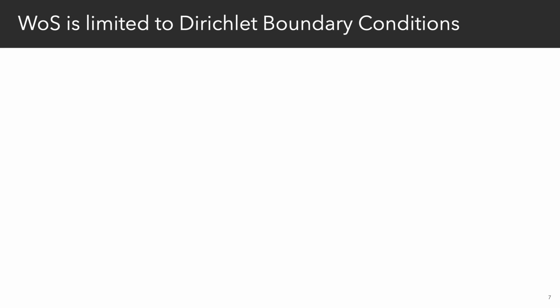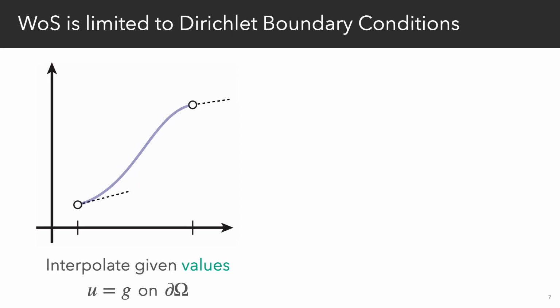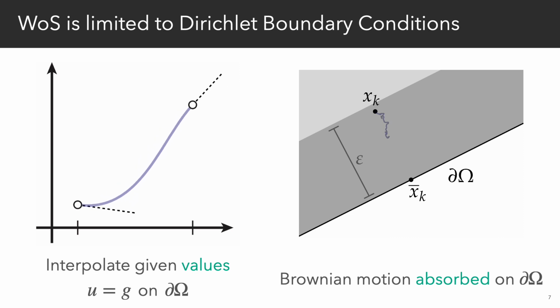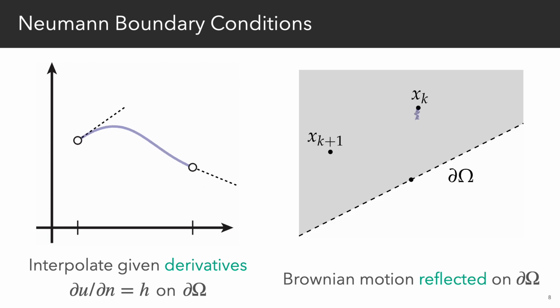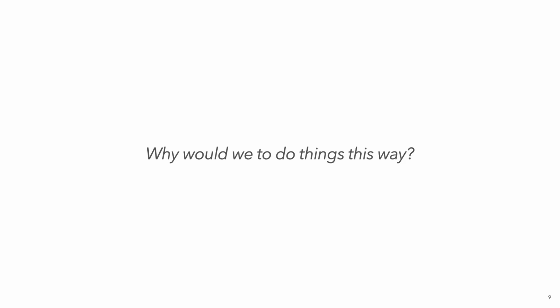However, the walk on spheres algorithm, as I've described it, has one big limitation, which is that it only handles problems with Dirichlet boundary conditions, where boundary values are fixed and random walks are absorbed as soon as they hit the boundary. So in this work, we significantly expand the capabilities of walk on spheres by also handling Neumann conditions, where instead of interpolating fixed boundary values, we now need to interpolate derivatives. And as we'll see later in this talk, this will require us to simulate reflecting Brownian motion near the boundary instead.